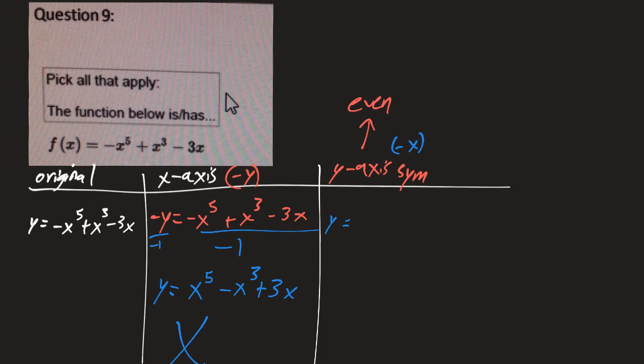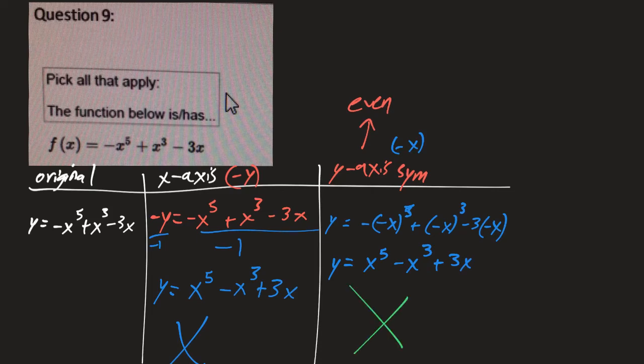Y equals negative x to the fifth plus negative x cubed minus 3 times negative x. And we're going to see, wait a minute, these negative signs, because of odd exponents, they're going to stick around. And here we go, x to the fifth minus x cubed plus 3x. And we're going to say, hey, this does not match my equation again. So again, we're out of luck here. This function is not even, it doesn't have y-axis symmetry, and it doesn't have x-axis symmetry.